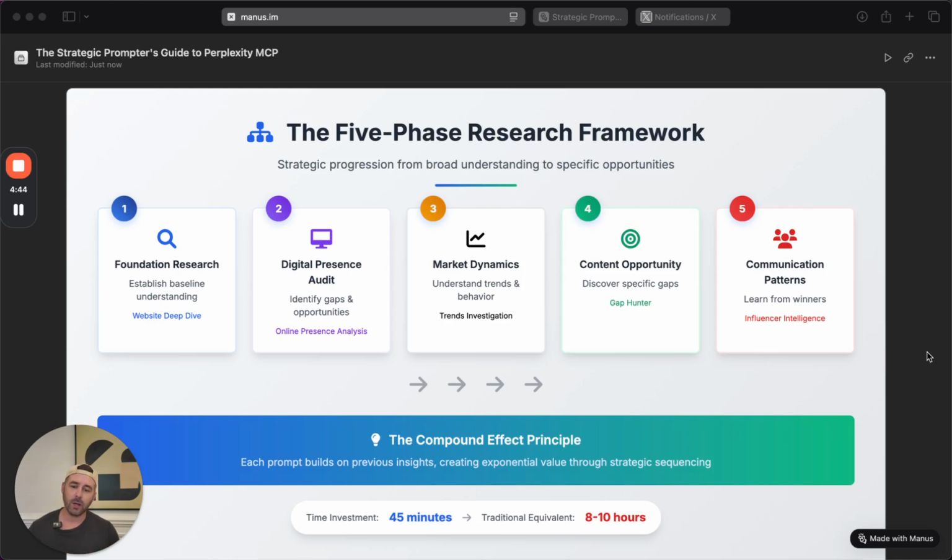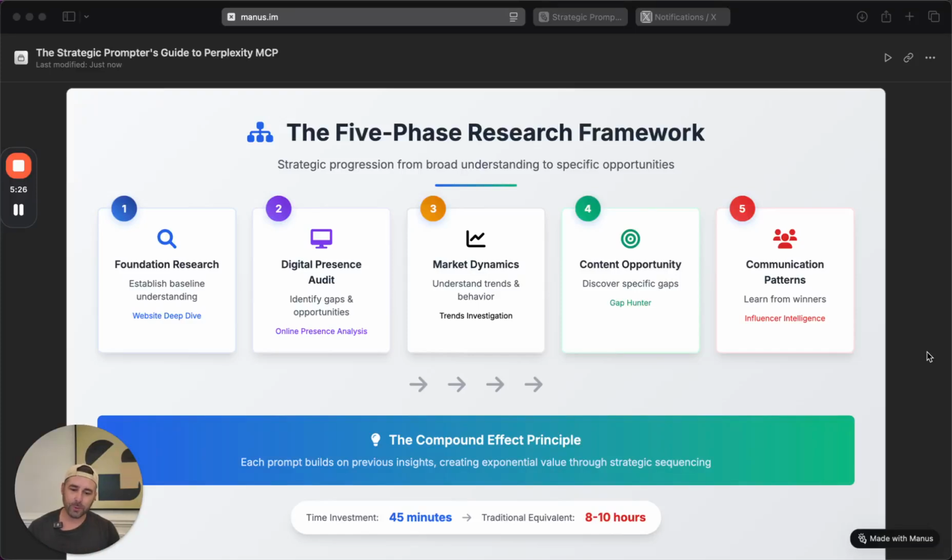Step 3 is market dynamics. Once we've done the foundational research and found some of these gaps and opportunities, what are the gaps and opportunities that are going to take off in the market? What are people engaging with? What are they interested in? Who's growing fast? How can we take advantage of that unique angle? I always say that great marketing starts with a unique angle, and this is how we're going to find that. Once we find that angle, we're going to develop a content strategy based around it. Based on these specific gaps, we're going to build out communication patterns and a brand voice from influencers who are doing a fantastic job on multiple channels.